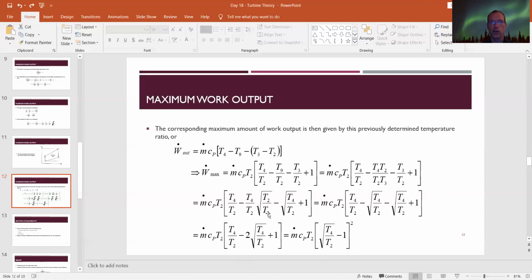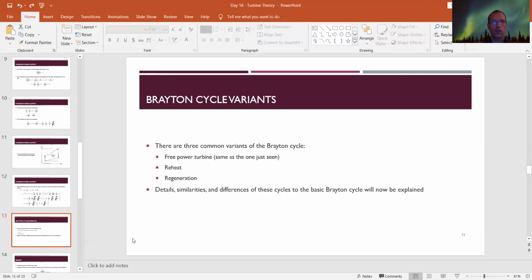So maximum work out, m dot Cp times T2, square root of T4 over T2 minus 1, squared. And again, just depends on the two temperatures, which I technically know. I know my inlet temperature, and I know my burner temperature coming out. So that's for the basic Brayton power cycle.